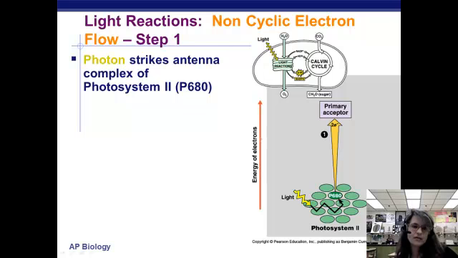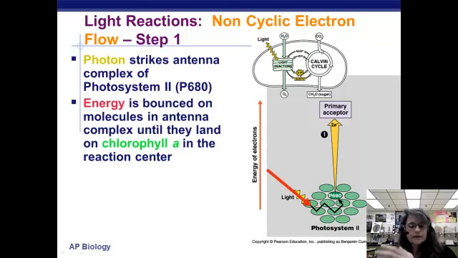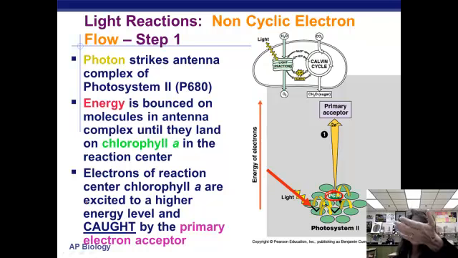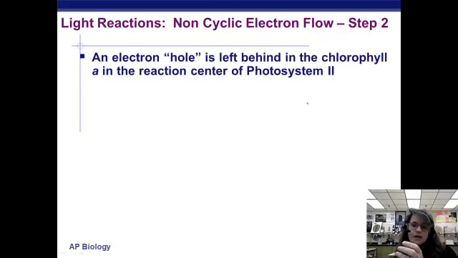Non-cyclic linear electron flow. First thing that happens, we have a photon that strikes the antenna complex at photosystem 2. The energy will bounce around the antenna complex, but eventually it will land on the very particular chlorophyll A in the reaction center. Then those electrons will be excited and be caught by the primary electron acceptor, which is being indicated right there. So we're catching the electrons at an elevated energy state. Now, this leaves behind an electron hole in that photosystem because these electrons are now moving off, and the chlorophyll A that donated them has no electrons.